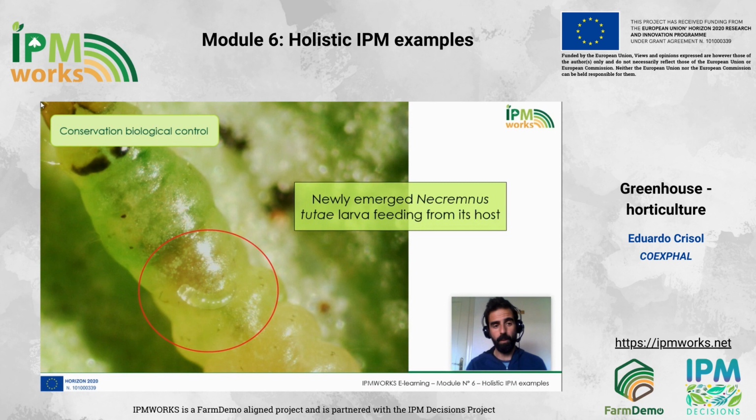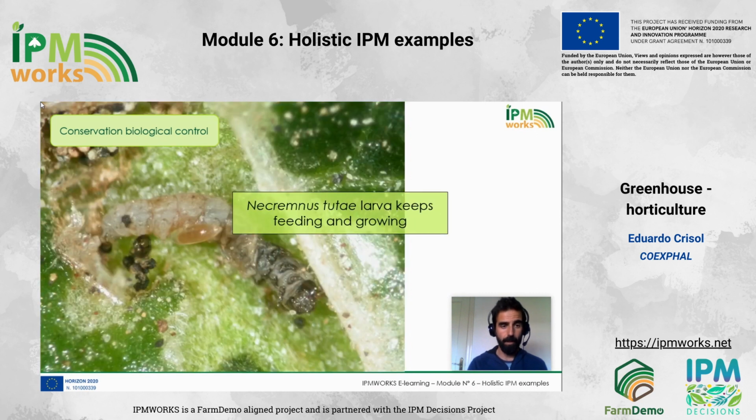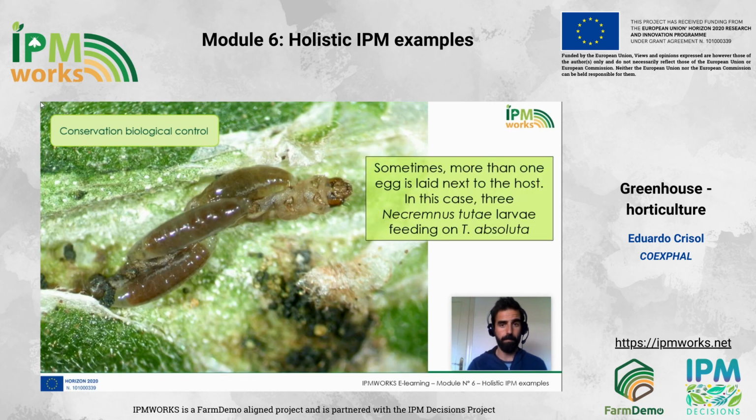Then a larva will emerge from that egg. Here we can see a newly emerged Necremnus sutae larva, and it's already feeding from its host. Of course, as the larva keeps feeding, it will grow in size. Occasionally you can find situations where more than one egg is laid next to the host. Like in this case, we can see 3 Necremnus sutae larvae feeding on a Tuta absoluta corpse.